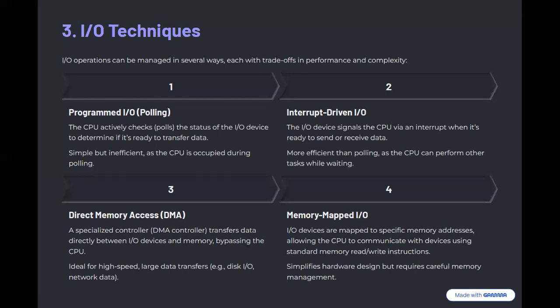Number four, memory-mapped I/O. I/O devices are mapped to specific memory addresses, allowing the CPU to communicate with devices using standard memory read or write instructions. Simplifies hardware design but requires careful memory management.